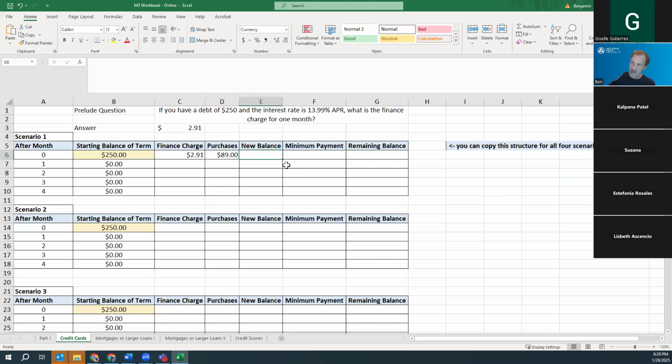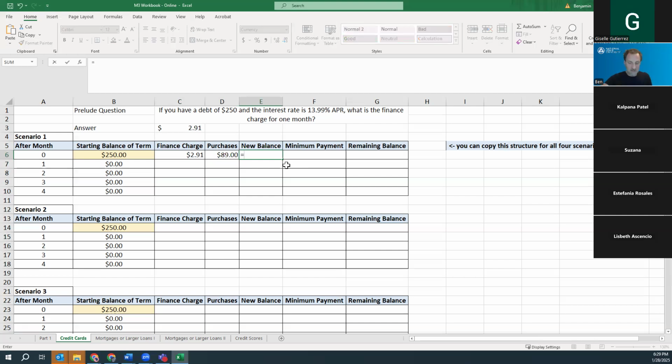All right. Back to doing some math. New balance. Where's my new balance going to come from? I know I owe $250. I got a fee, $2.91, and I made a purchase of $89. The sum of those three.